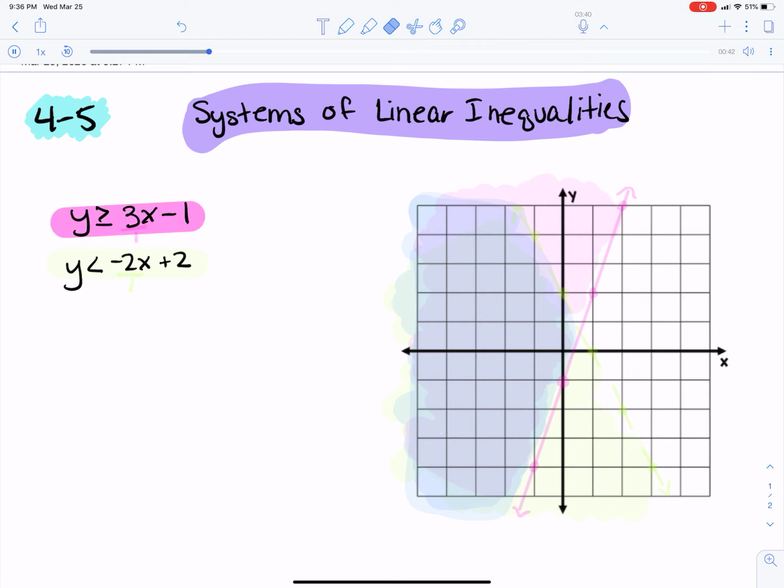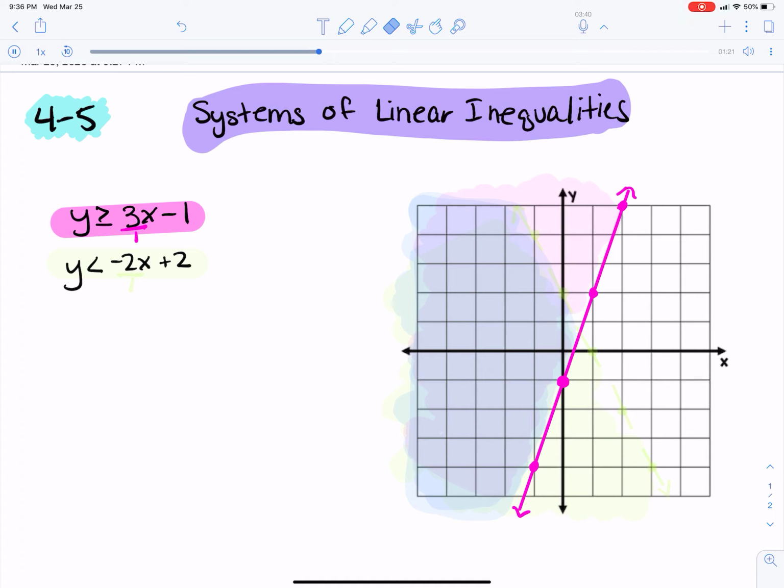All right, so my first inequality is y greater than or equal to 3x minus 1. So I'm going to start that off with my y-intercept. My y-intercept's at -1. And my slope is 3. Remember, that is 3 over 1. So we're going to go up 3, 1, 2, 3, right 1. And we want to keep going both directions, 1, 2, 3, because we want to draw that line almost all the way out to the edges if we can. And then I'm just going to draw my arrows in the end.